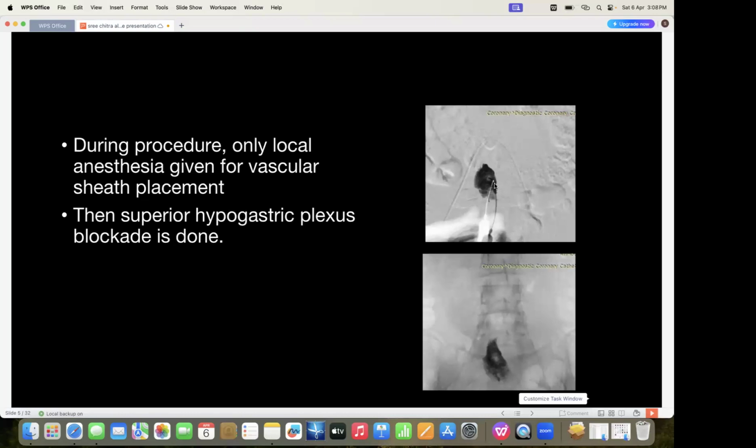Once we hit the vertebral body, it can be confirmed in both the AP and lateral planes, and slowly we can aspirate for any blood, because it should not puncture any of the vessels, and then slowly we can give contrast. Contrast will form a nice triangular opacification like this.